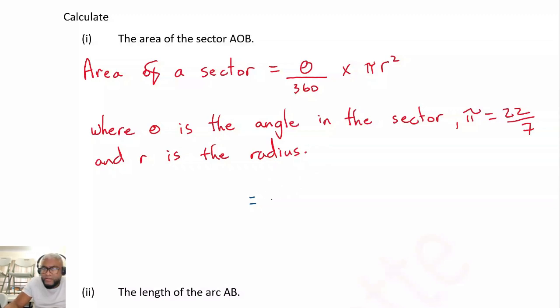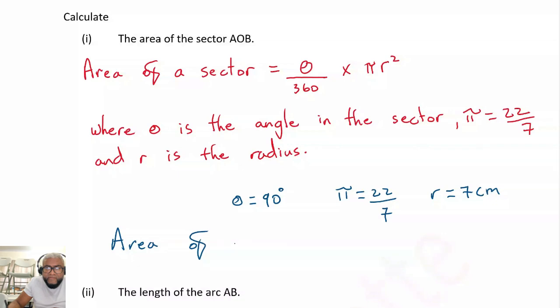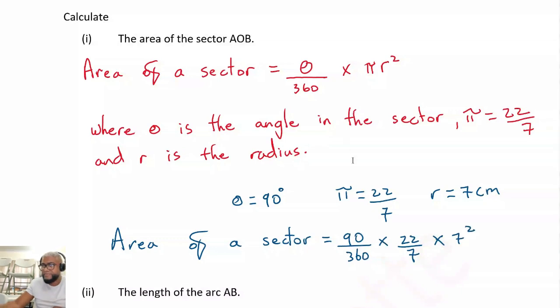So I'm going to put it here first before we start the question. Theta is equal to 90 degrees. Pi is 22/7. And r was 7 centimeters. So we're going to plug it into the formula now for area of a sector. This will be equal to 90/360 multiplied by 22/7 multiplied by my radius, which is 7 squared.